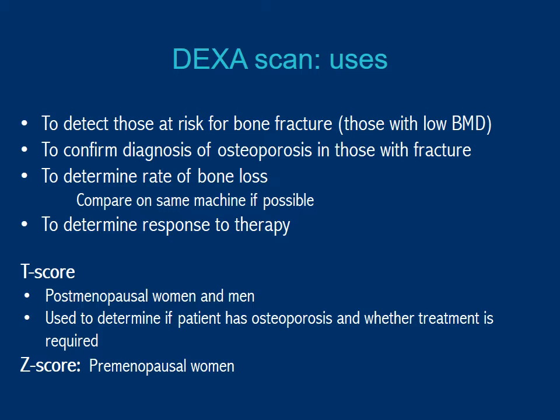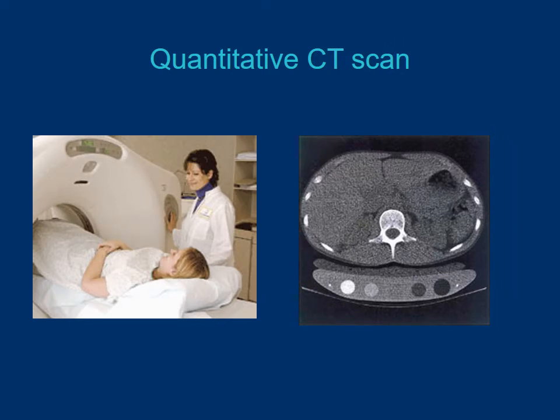The T-score is used in most postmenopausal women and men, to determine if the patient has osteoporosis and whether treatment is required or not, while the Z-score, as we said before, may be used in premenopausal women. If DEXA is not available, we can do what's called quantitative CT scan, measuring the bone density using the CT scan. It's not routine and not commonly used, because the gold standard for diagnosis and assessment of bone mineral density is DEXA.